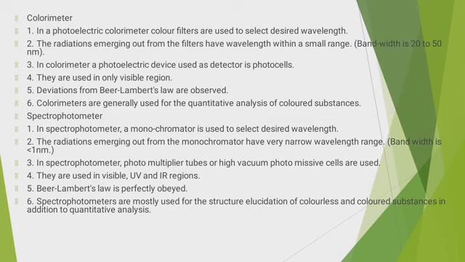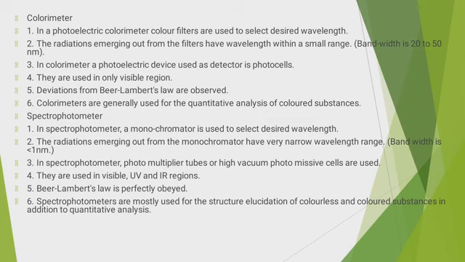What can we say about the spectrophotometer? In a spectrophotometer, a monochromator is used to select the desired wavelength. Instead of a filter we use the monochromator here. Second point is that the radiation emerging out from the monochromator has a very narrow wavelength range. Here, what was it? It was broad, 20 to 50 in colorimetry. Here it is less than 1 nanometer.